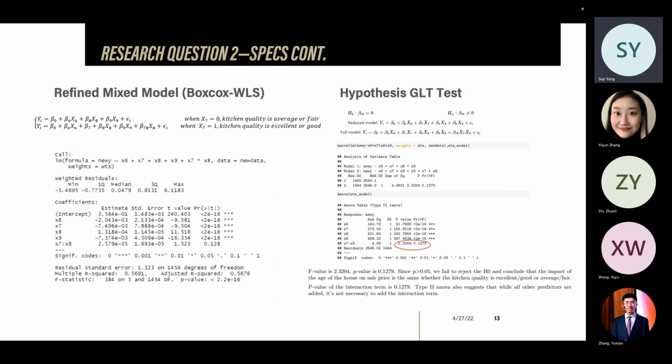The GLT test was utilized to examine if the impact of the house age on sale price is the same regardless of whether the kitchen quality is excellent, good or average, fair. Further, the test implied statistically insignificant results, which suggested that the interaction term can be dropped, given all other predictors, and the impact of the house age on sale price is the same regardless of the kitchen quality.